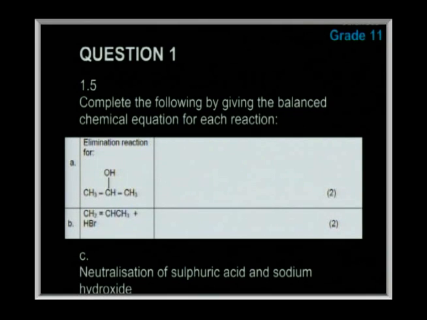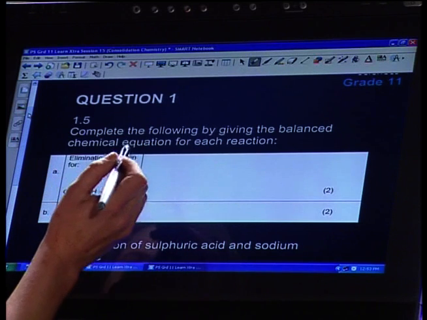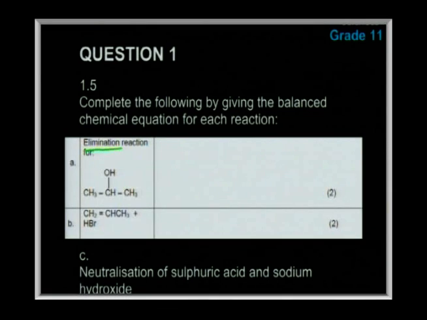Complete the following by giving the balanced chemical equation for each reaction. Okay? And for the first one, they've actually got to tell us what sort of a chemical reaction we must be looking at, because there's only one reagent on the left-hand side. So fortunately, they're quite nice about it, and they tell us that this is an elimination reaction.